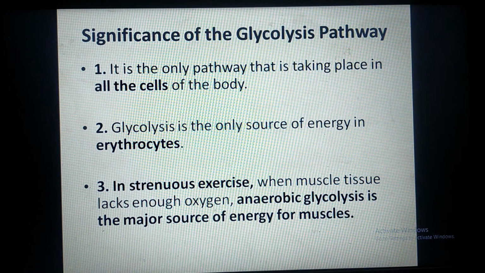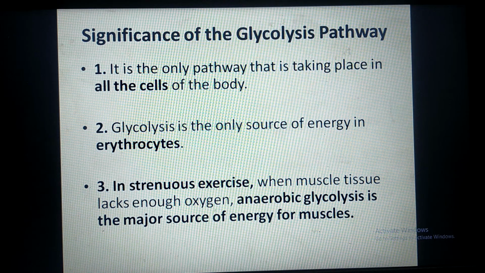The TCA cycle and electron transport chain occur in mitochondria, but in RBCs mitochondria are absent. So glycolysis is the only pathway which provides energy to erythrocytes. During heavy exercise or in any condition of hypoxia, due to deficiency of oxygen, the TCA cycle and electron transport chain stop.